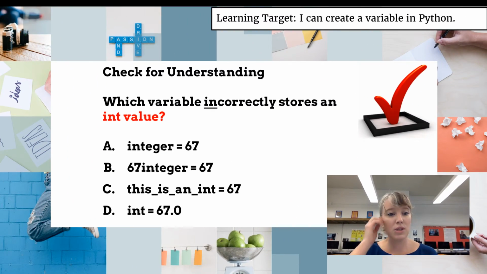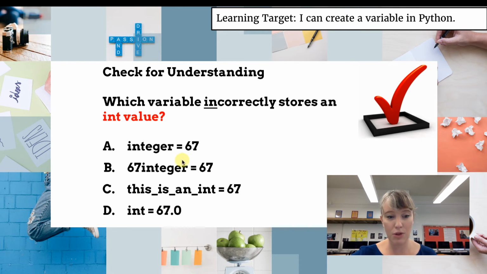Okay, which variable incorrectly stores an int value? All right, so let's look at the first one, and you'll notice there's actually more than one here. Integer equals 67, perfectly fine. I have a name that's acceptable, I have an equal to symbol, and I have an integer. B is not fine because we start with a number, though the right-hand side is fine. C is okay because it's letters, numbers, underscores, and it has an int value on the right side. And D is not okay because although it's okay for a variable, it's a float, it's not an int.